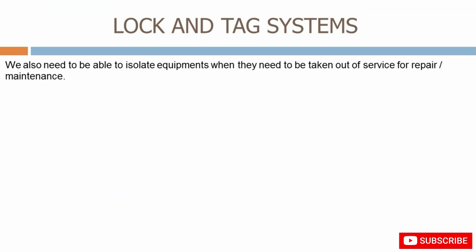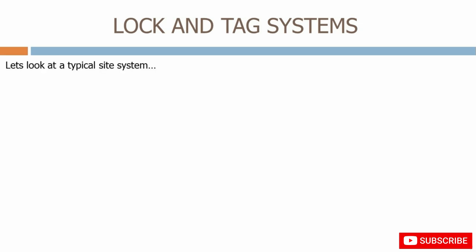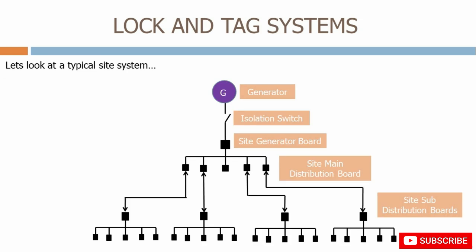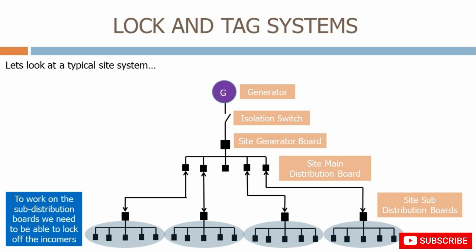We also need to be able to isolate equipment when they need to be taken out of service for repair or maintenance. Let's look at a typical site system. To work on the sub-distribution boards, we need to be able to lock off the incomers.